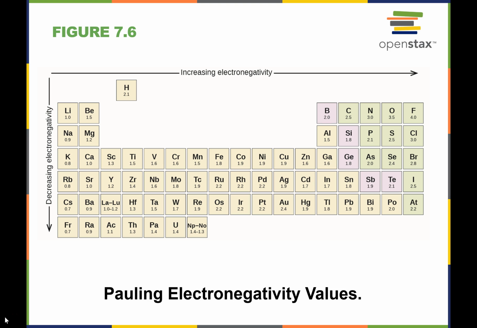Electronegativity. This is a picture from OpenStax, your textbook, and you can see now not the bars, but you actually see the value, the chi value, the electronegativity or the Pauling value here. So it increases from left to right and increases up the group, if you ignore the D block and F block.